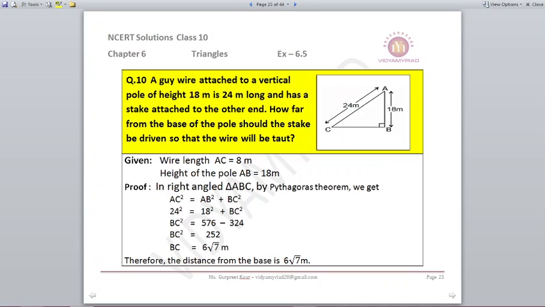So since it is a right angle triangle, we will be using the Pythagoras theorem here, and using that I come to know that AC square is equal to AB square plus BC square. So 24 square is equal to 18 square plus BC square, which gives me BC square as 252. BC comes out to be 6 root 7. So distance from the base is 6 root 7 meters.